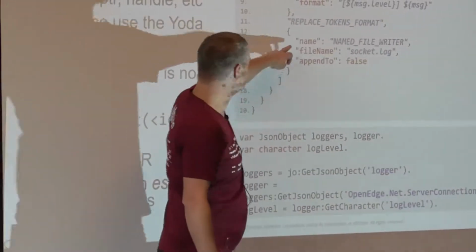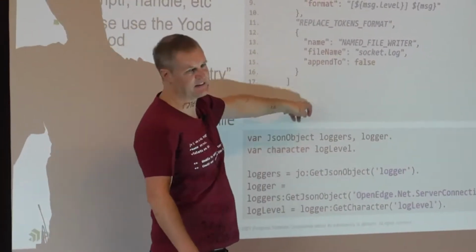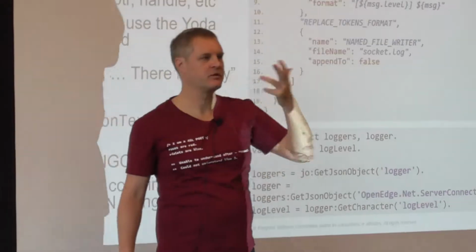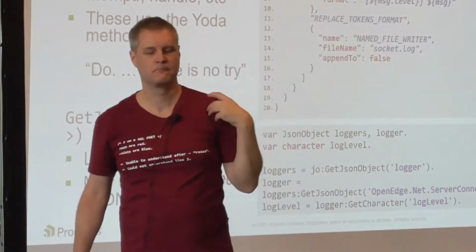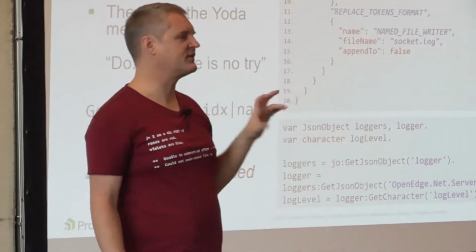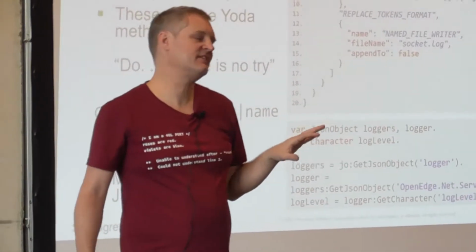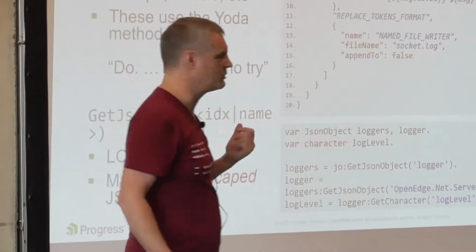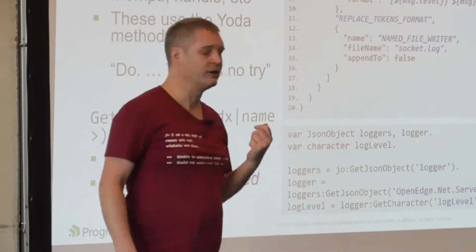So if I said name, file name, file name, file name, append to, we will take, I think, the last one when we read that data in. The reader's got a little bit of flexibility in it. Sometimes it reads stuff that it shouldn't. So if there's malformed JSON, the object model parser will parse it anyway, which is a bit annoying.